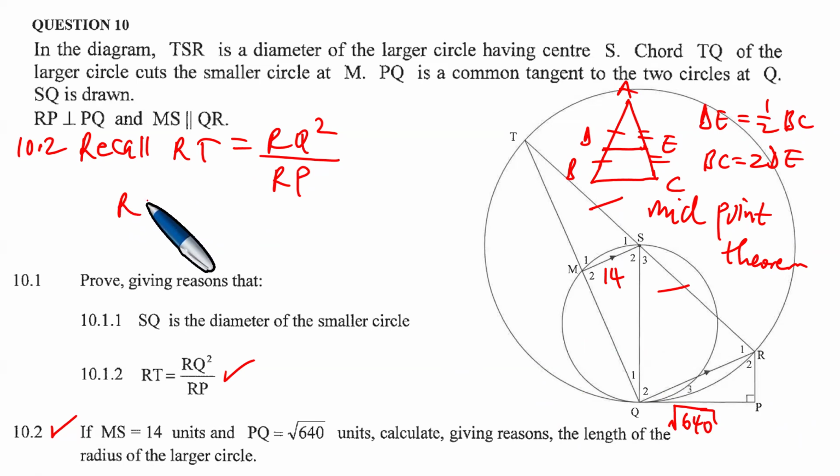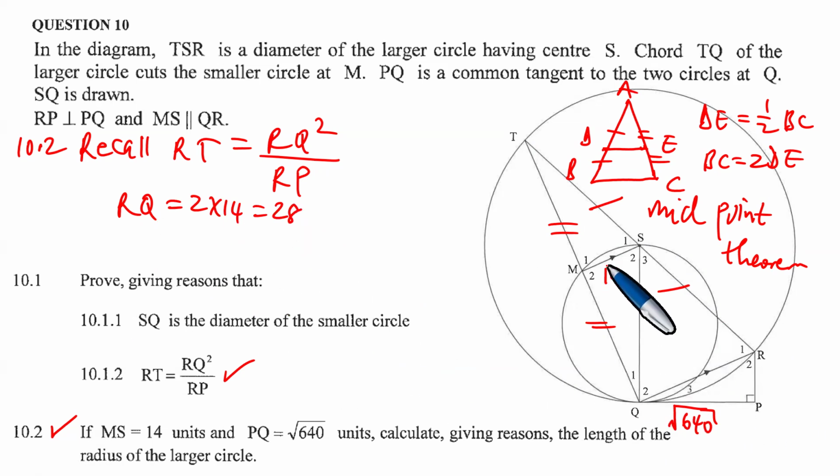RQ here. RQ can be found, because you already know this one is 14 and this is a radius, so this is equal to this. S is the midpoint, but also because this is parallel to this, the midpoint theorem applies there. So in the end, RQ is 28. It's 2 times 14, which is 28 units.